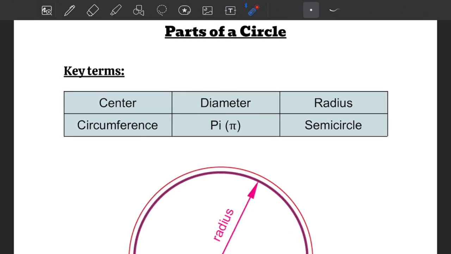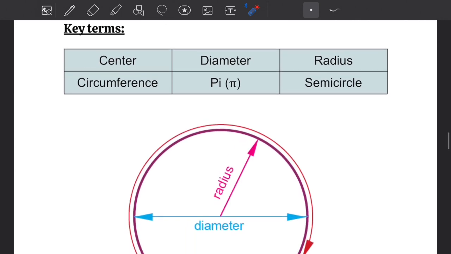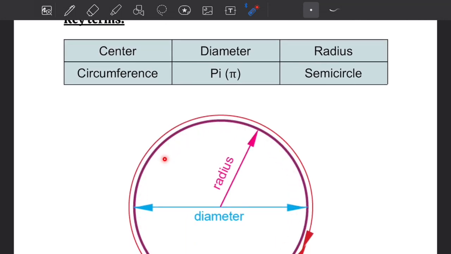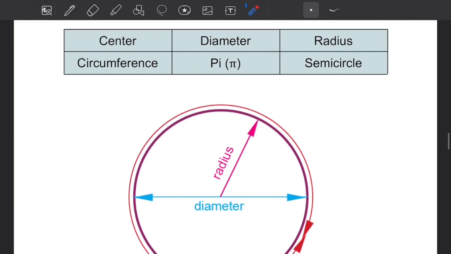Some key terms that we should know are outlined here, and I'm going to define what they are by demonstrating where they would be situated on a diagram. So center is the middle of a circle, so that's right here. There's only one center in a circle.